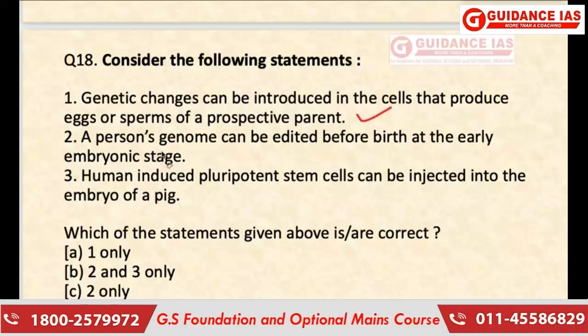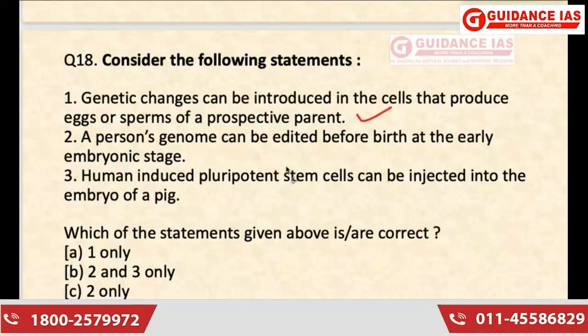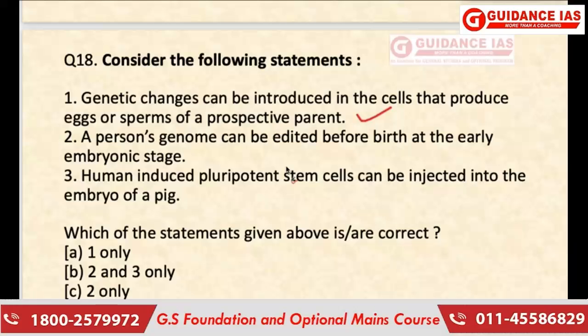Second statement is saying a person's genome can be edited before birth at the early embryonic stage. Let's see if we can do this or not. So we can do this also, and for the first time the scientists in US have repaired a disease which was causing mutation in the DNA of the early stage human embryos, and they are basically trying to create a child जिसका DNA has been tailored using the gene editing. And not just US, even the China or the UK for that matter has also tried this. Okay? Therefore this is also the correct statement.